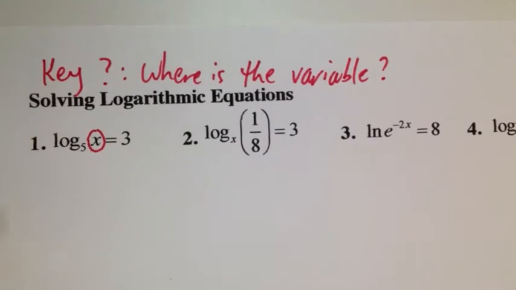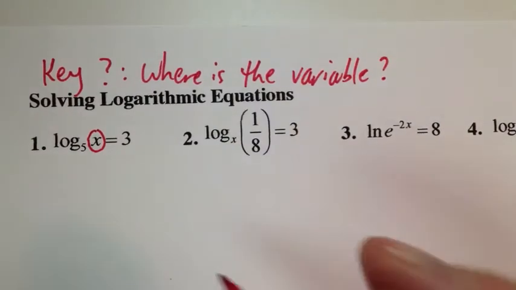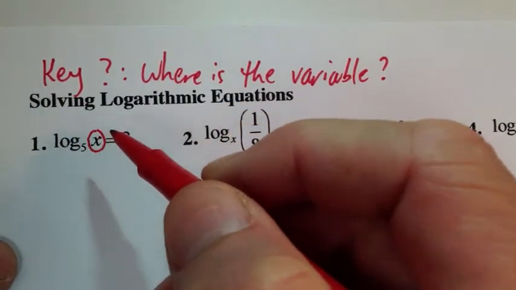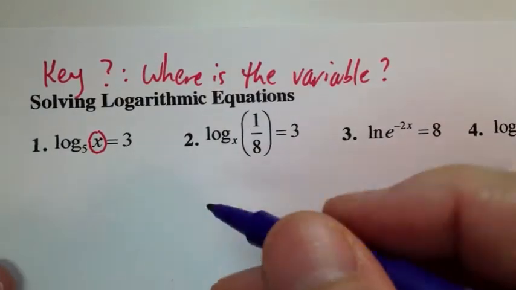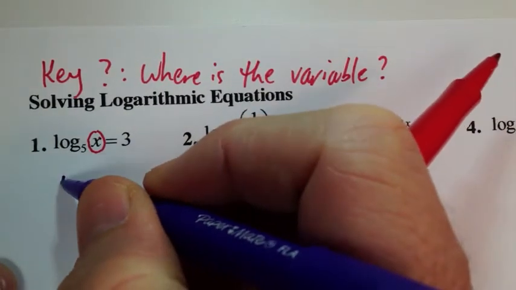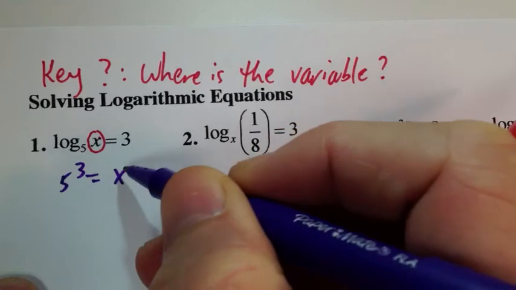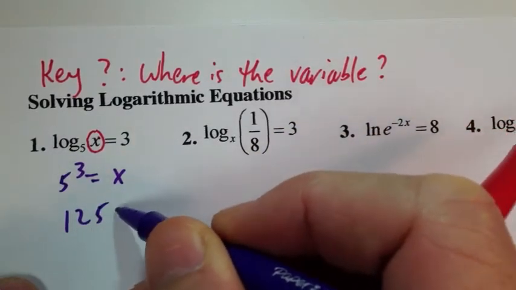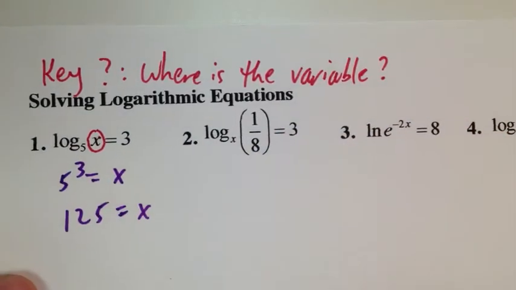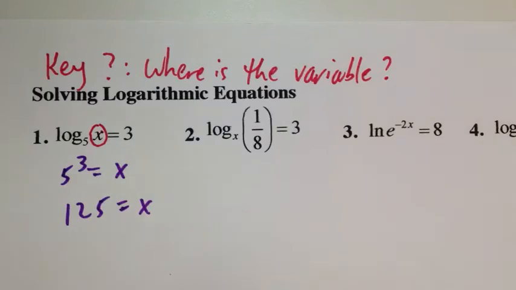Okay, so where is the variable? Well, here the variable is in the argument. Well, if it's in the argument, we have to convert to exponential form. So we have 5 cubed is equal to x. Well, there, we're done. See that? See how easy that is? You just convert it to exponential form.